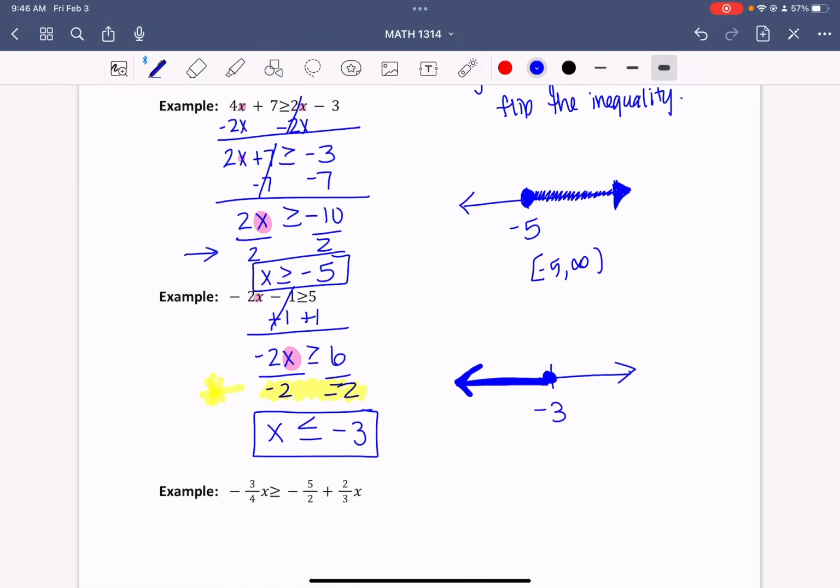Now, if we want to write this in interval notation, that means negative 3 is our largest number. We're going off to negative infinity. Always parentheses on the infinity, but a squared off bracket on negative 3 because we are including it.